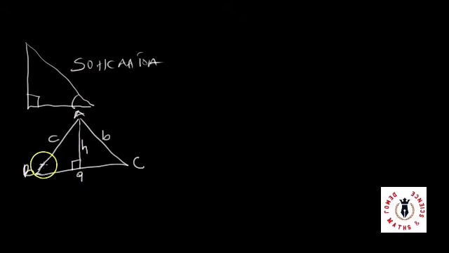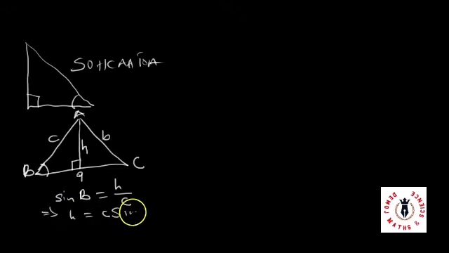Now remember from our SOHCAHTOA that if I have an angle B here, the sine of this angle B is equal to opposite over hypotenuse. That will be H over small c. And if sine B is equal to H over small c, that implies that H itself is equal to c, you cross multiply, times sine B.